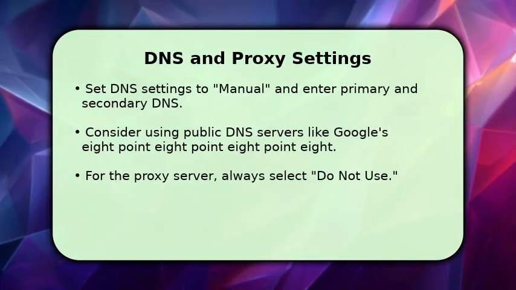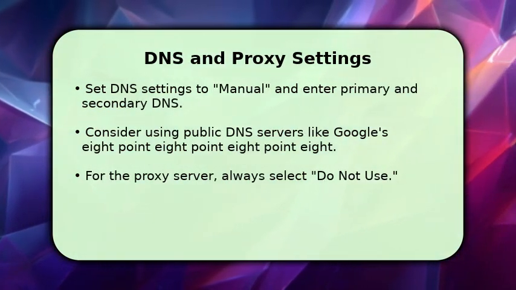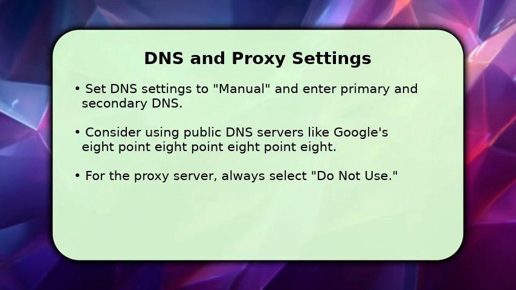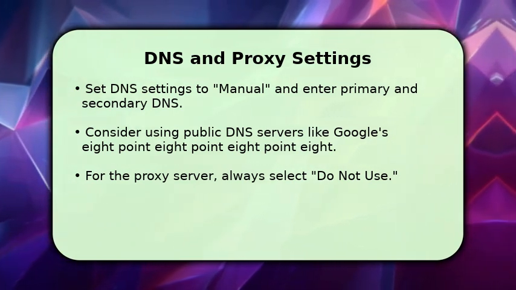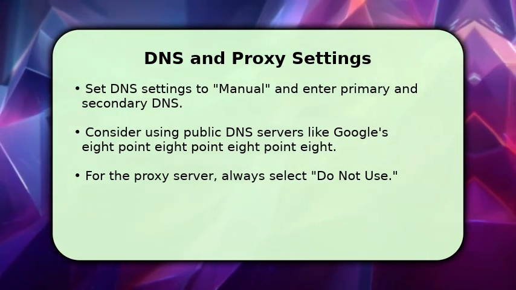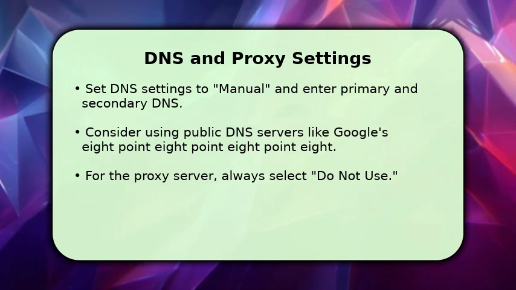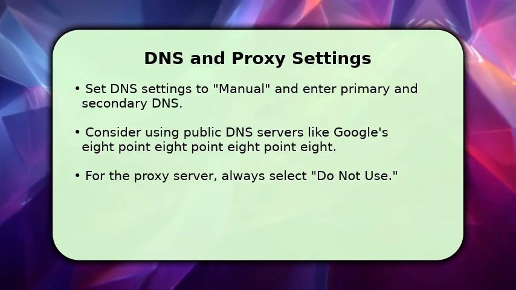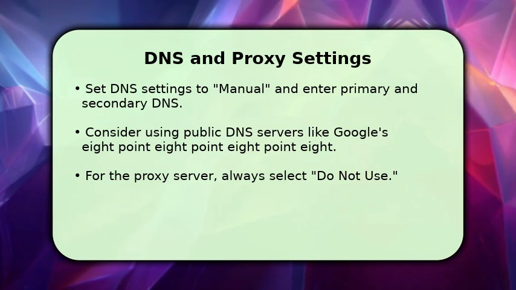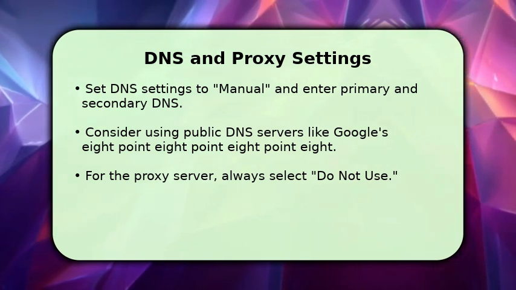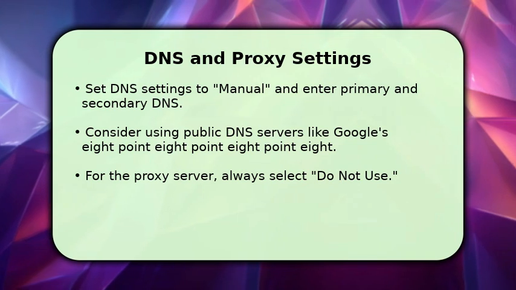After configuring your IP address, you'll move to DNS settings. Select Manual here and input your primary and secondary DNS server addresses. Public DNS servers, such as Google's 8.8.8.8, are often reliable alternatives if you don't have specific ones.